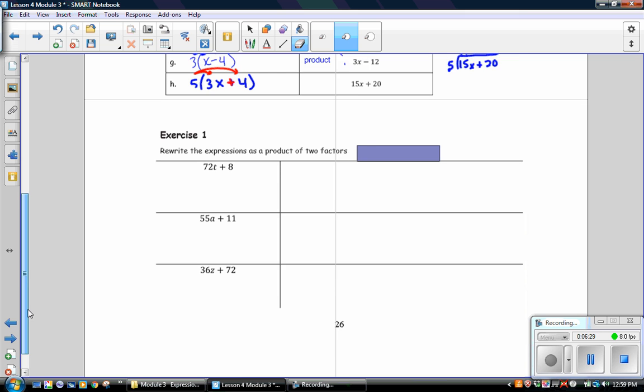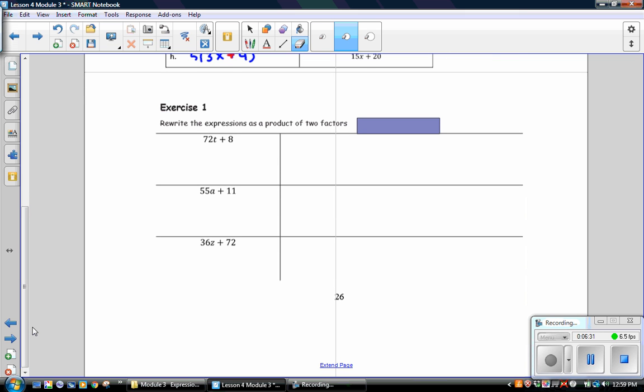In exercise 1, rewrite the expression as a product of two factors. So we are going to divide by the greatest common factor, and when it says write them as a product of two factors, remember that means in the form of A times the quantity B plus C. This is a sum, and we are going to write it as a product of two factors.